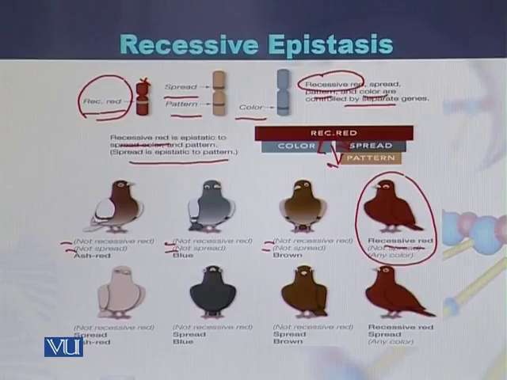If we take the same example in the lower row, here we can see that there is no recessive red, and only the spread gene is present. If the spread gene is present but there is no recessive red, the colors of the pigeon will be ash red, blue and brown. But if recessive red is present, then there can be any color of the pigeon. So this is the second example where we can see the recessive red gene. If the recessive red gene is in the homozygous form, then it has an effect whether there is a dominant allele of any of the other genes, like the spread gene, the pattern gene and the color gene. So recessive red has an epistatic effect on the other genes.